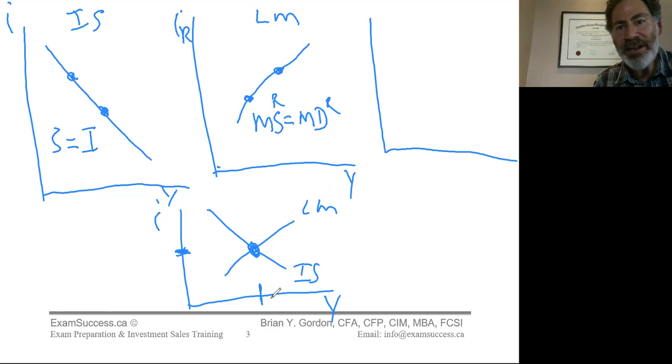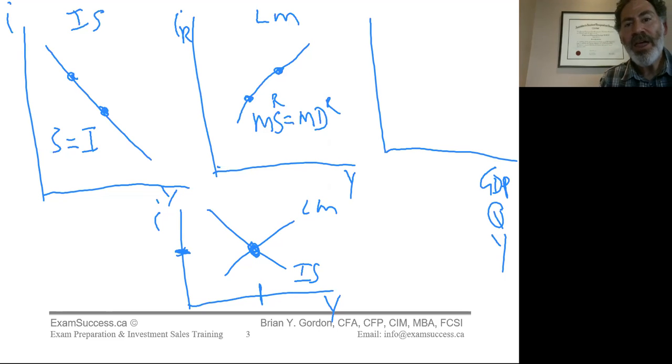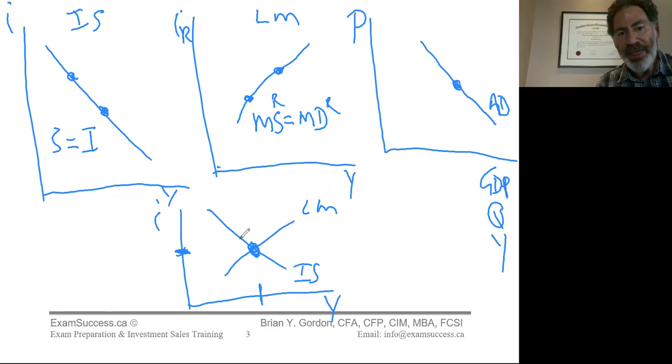That level of output, I could call it GDP. I could call it output, which is Q. I could call it income, which is Y. GDP maps over to a point on the aggregate demand curve. By combining the IS and LM curves, we eliminate one major variable, interest rates, and we leave ourselves with a relationship between price and output, and that's the aggregate demand curve. So these points map over to the aggregate demand curve.